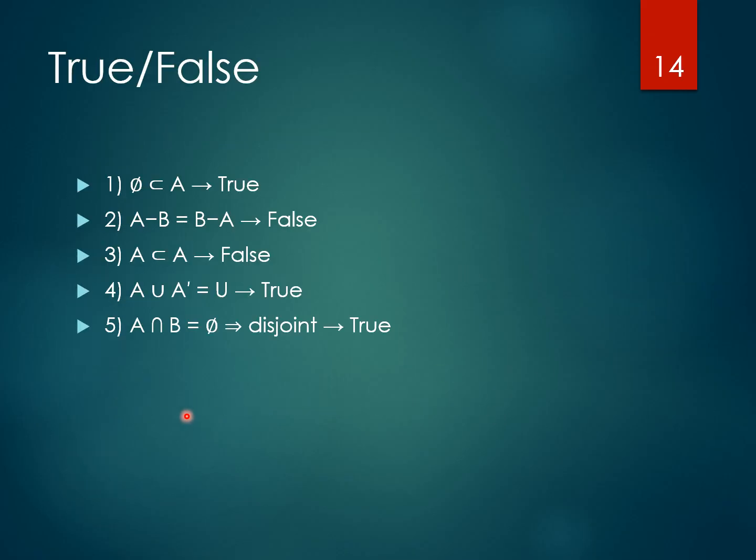Let's quickly go through true-false questions. Phi is a subset of A, which is true. A minus B is equal to B minus A, always false. A is a proper subset of A, always false, because a set is not a proper subset of itself. A union A dash is equal to U, true. A intersection B is equal to phi, sets are disjoint, which is true. This is a quick way to revise.